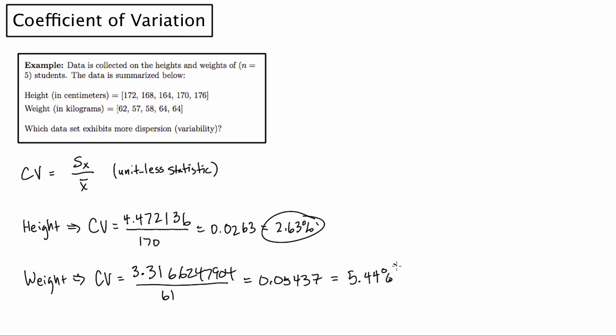So comparing these two, there is more variability among the weights than there are among the heights. If I had tried to use just standard deviation as a measure of variability, I would have gotten a higher standard deviation for heights due to the fact that they are bigger numbers.